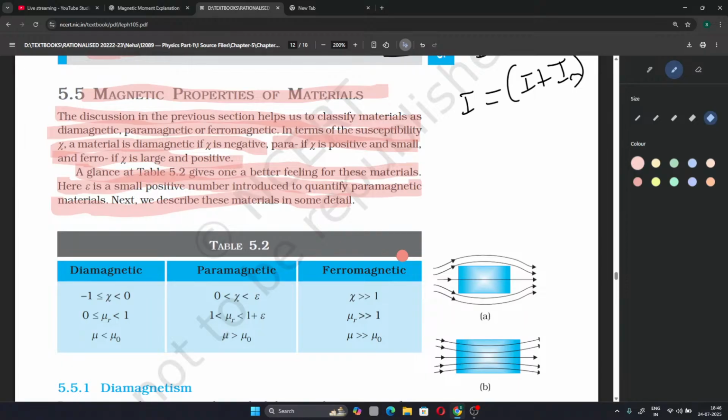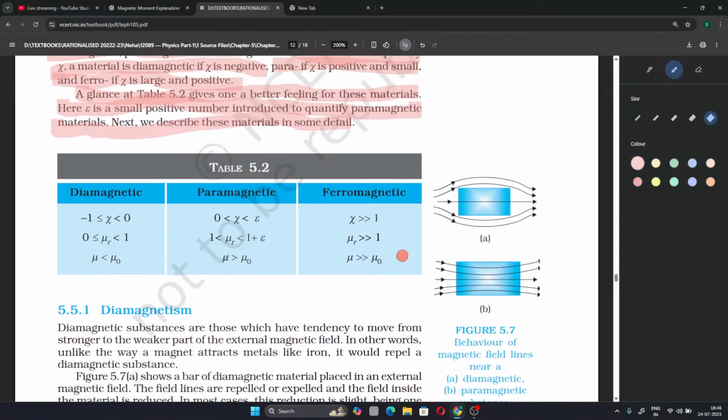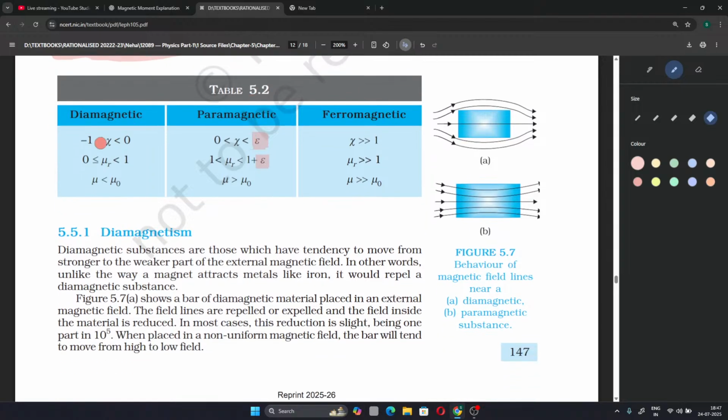They gave a table here. It gives us a better feeling for these materials. Epsilon is a small positive number introduced to quantify paramagnetic materials. For diamagnetic materials, chi is between minus 1 and 0. The relative permeability, which is 1 plus chi, is between 0 and 1, and mu is smaller than mu naught.